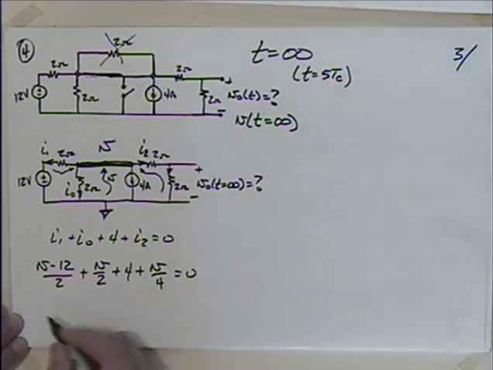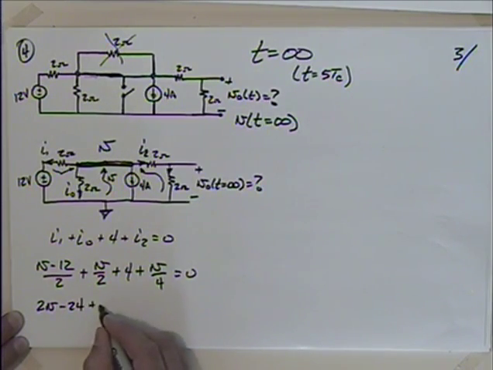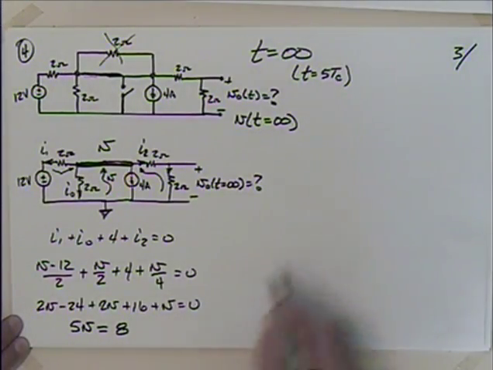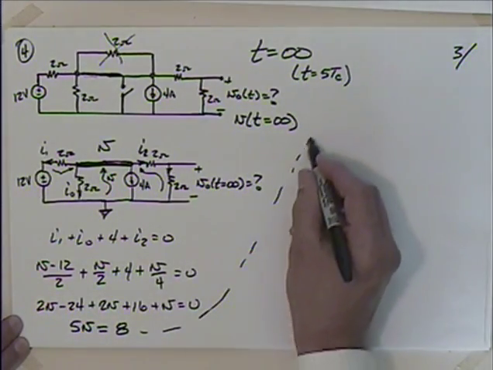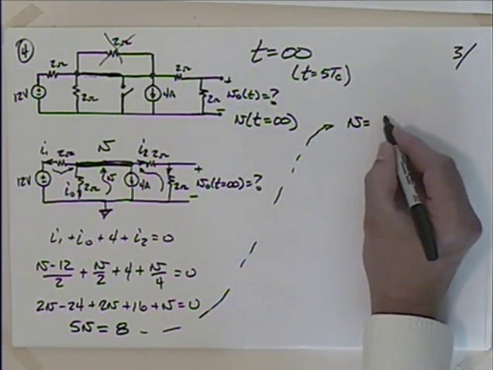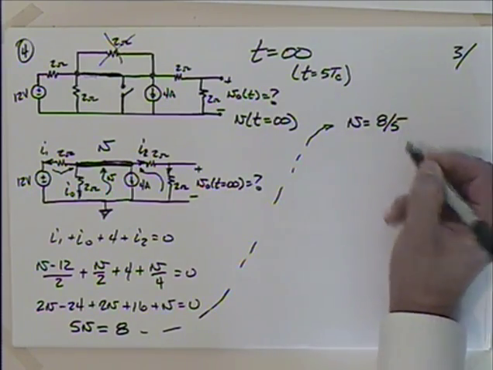I multiply the whole thing by 4. I have 2V minus 24 plus 2V plus 16 plus V is equal to 0. So how many V's do we have? We have 2 of them, 4 of them, 5V is equal to, the 24 goes over as positive, the 16 goes as negative, so I have 8. So I could say then, moving this up to here, that we have V is equal to 8 over 5.